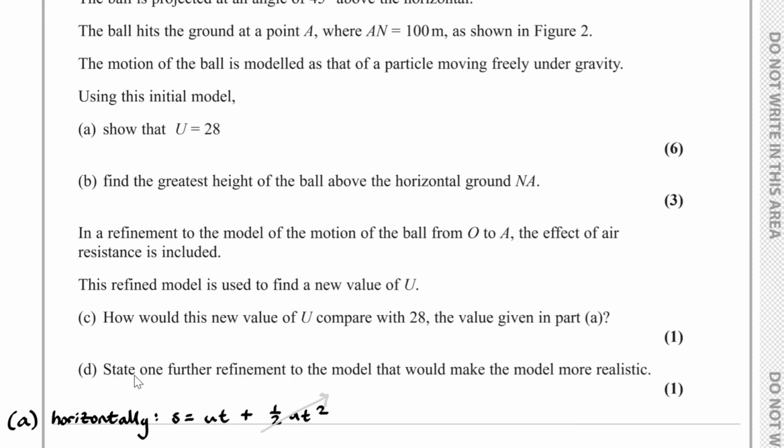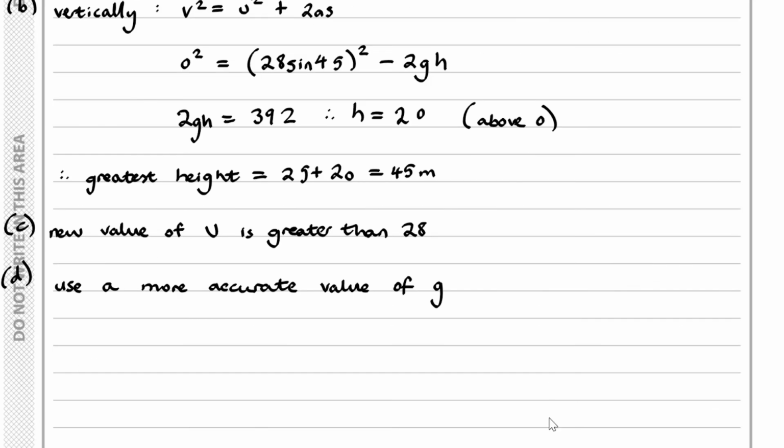And now for part D, state one other refinement to the model that would make the model more realistic. So one possible answer is we could use a more accurate value of g instead of the 9.8.